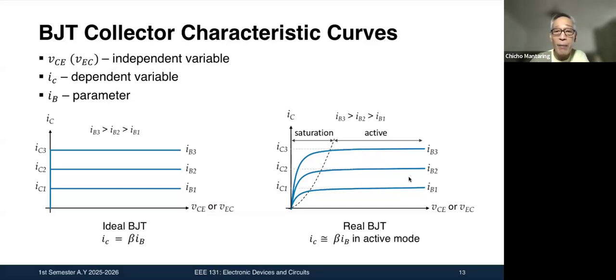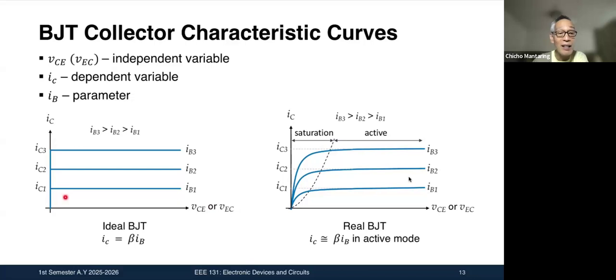Just like the diode, if you remember the characteristic curve of the diode, the vertical axis is current and the horizontal axis is voltage. You have current flowing through your diode versus the voltage across your diode. So transistors are the same. You have current versus voltage. But in a transistor, the voltage VCE is not enough to dictate the current IC.